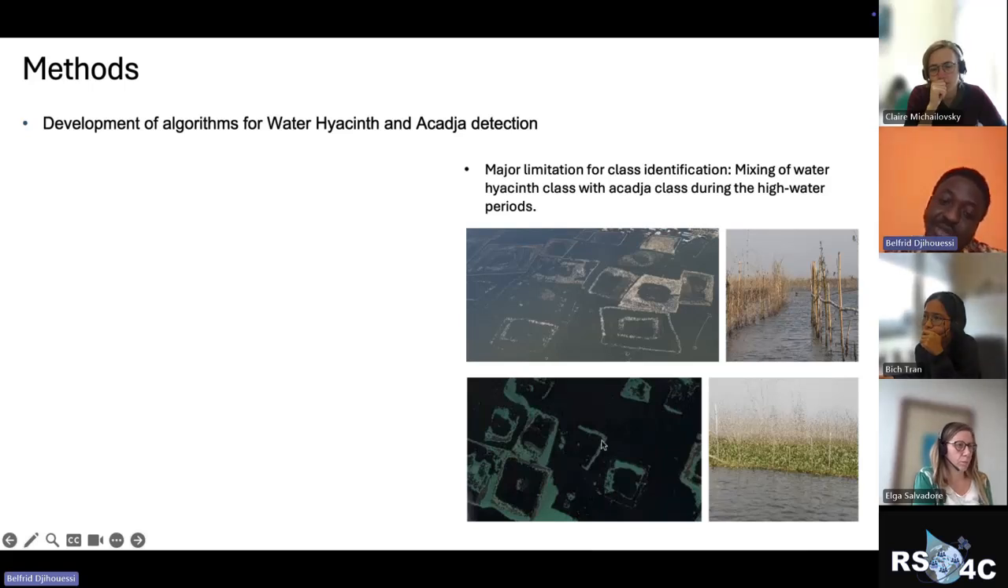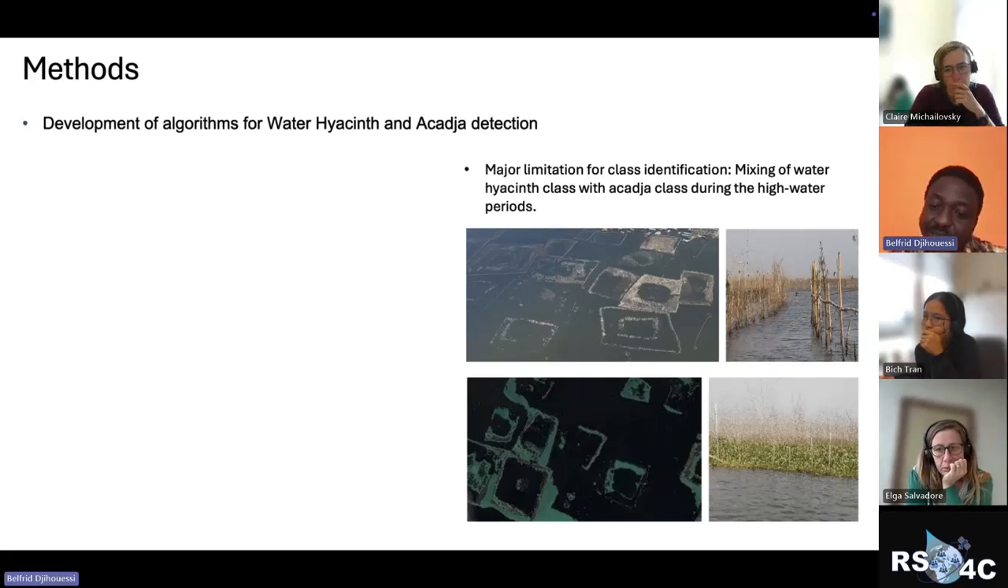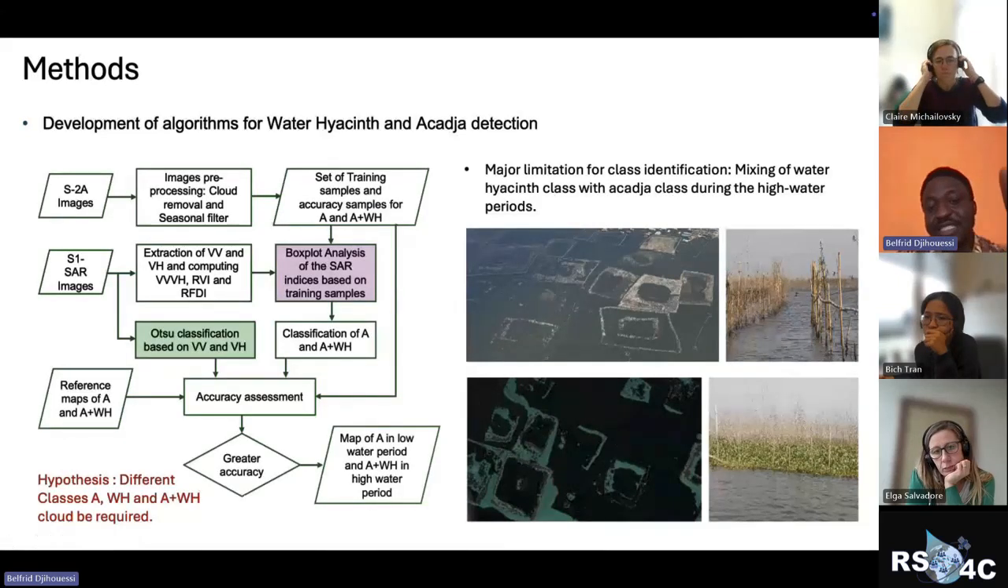But the problem is also when we go to the high water period and we have fresh water and invasion of water ascents, you can see that all the gaps between the Akajas are filled with water hyacinth. You can see from satellite images that those green bands inside the squares, inside the regular shape, are water hyacinth stuck in the Akaja. And on the ground, that is how it looks. So here is the very beginning. We try to develop an algorithm that takes this into consideration.